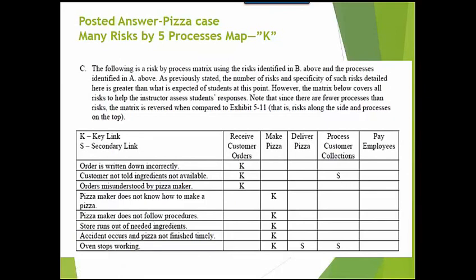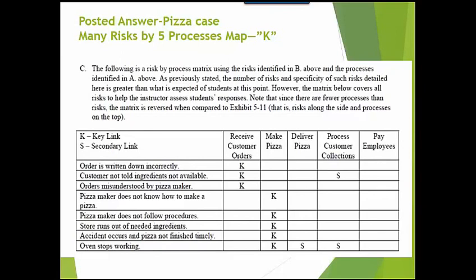Well, from a customer perspective, that's a risk that we're going to lose the customer. But from a secondary perspective, the risk is that the control is that we don't have a good ordering process. Okay, so we need to understand how these pieces work together. Oven stops working. It's a key risk related to making the pizza. Secondary risk to delivering the pizza because we can't deliver the pizza if we haven't made it yet. And customer collection, secondary risk because, again, we can't collect the money if we haven't made the pizza yet.